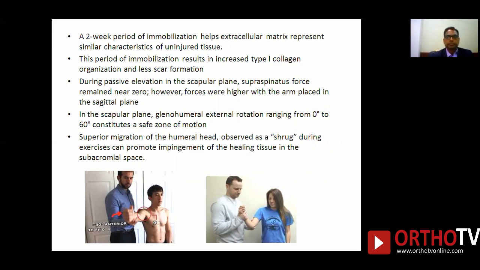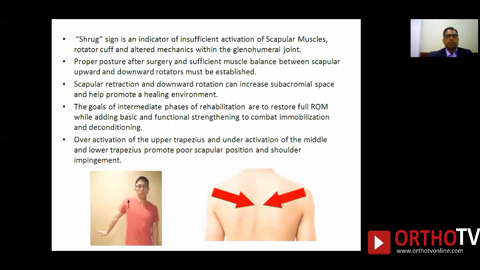Another thing is the shrug sign, where there is a superior migration of the humeral head, which can reduce the subacromial space and cause impingement of the healed repaired rotator cuff. So this shrug sign actually indicates insufficient scapular muscles, rotator cuff, and altered biomechanics of the glenohumeral joint. So while doing the initial physiotherapy, the proper posture and proper scapular position are extremely important.